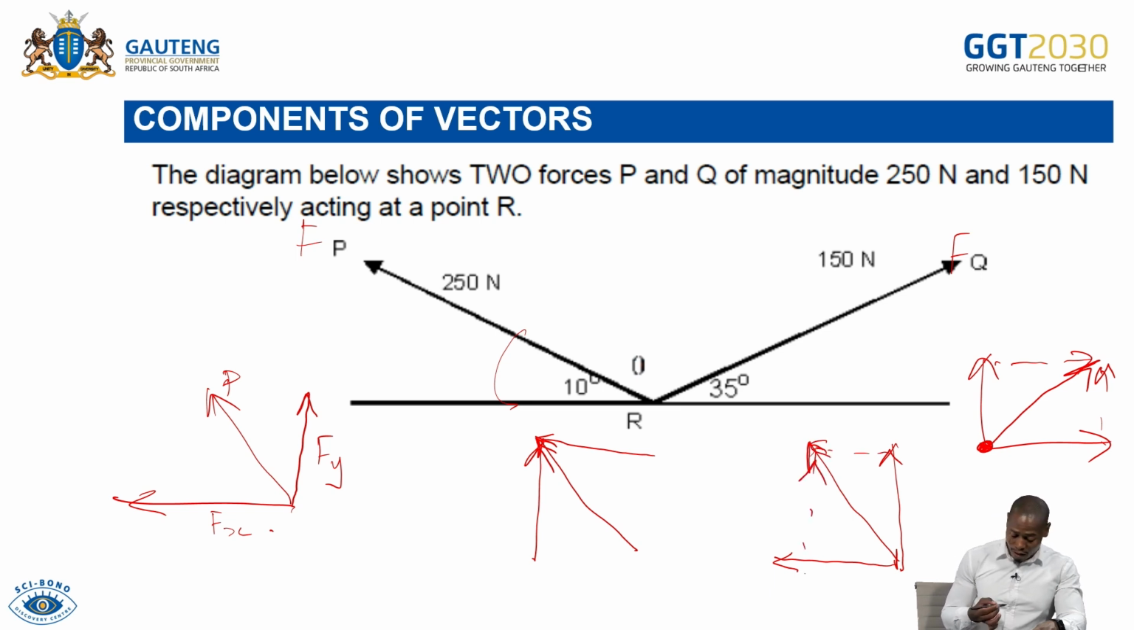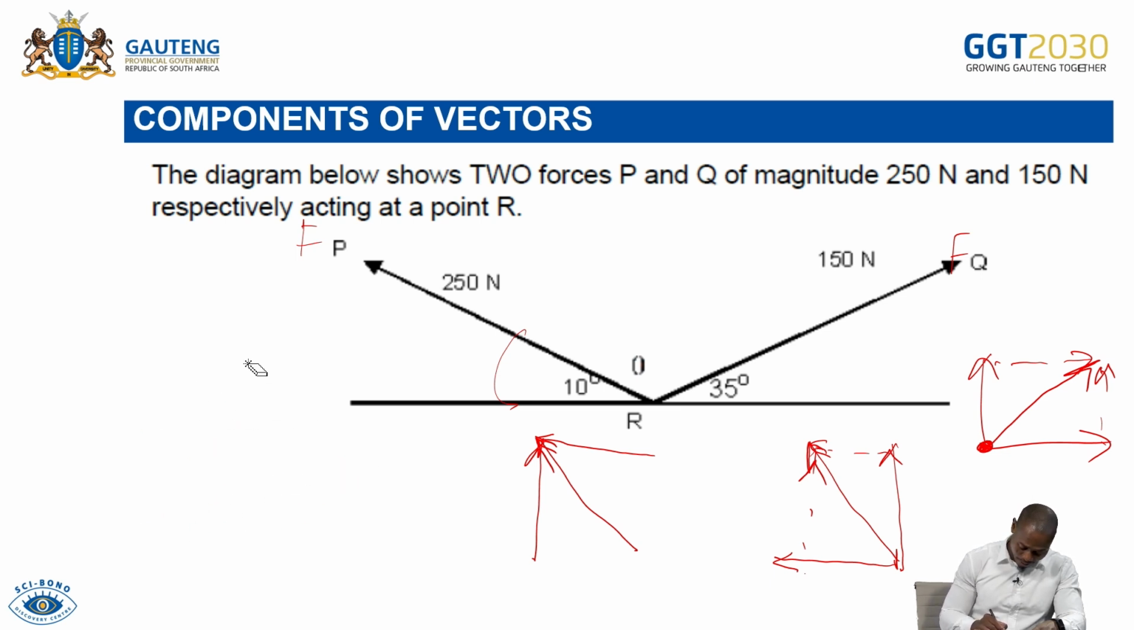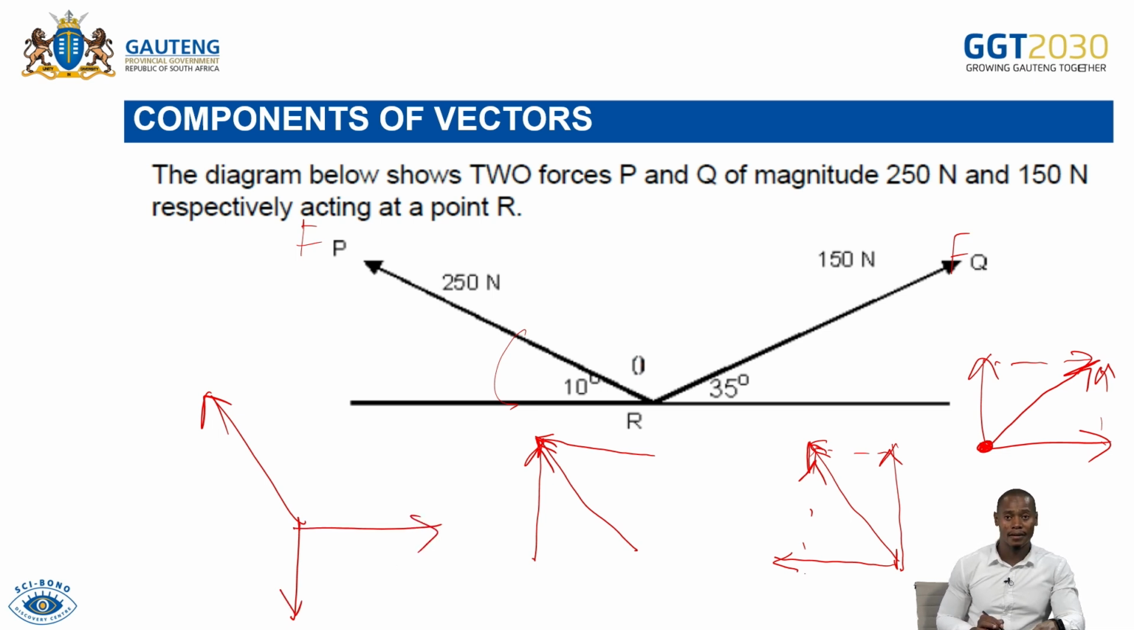So if I do something like this, this is what I have. Then I do something like this. I'm saying it's drawn tail to tail, something like this. So I've resolved incorrectly. What am I supposed to do?